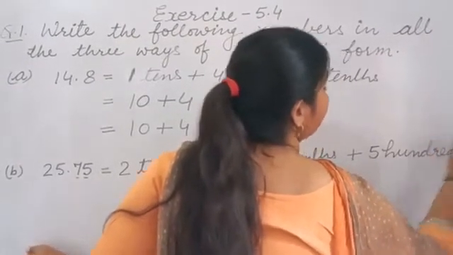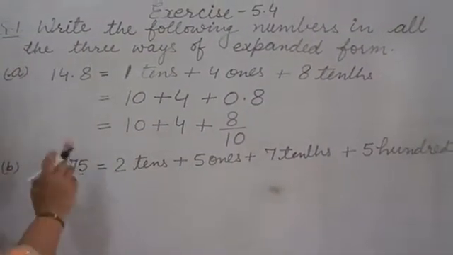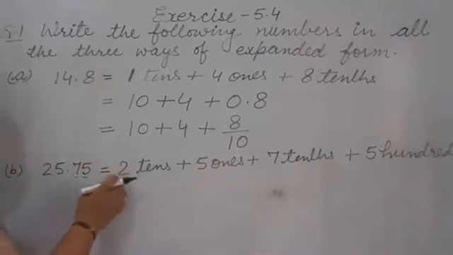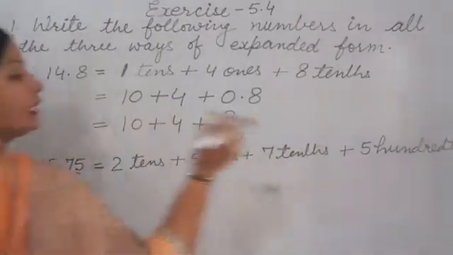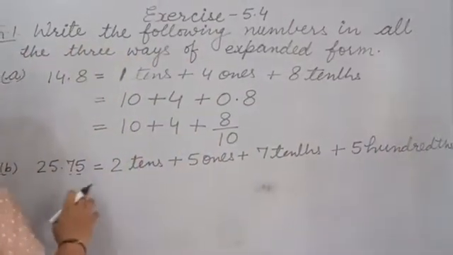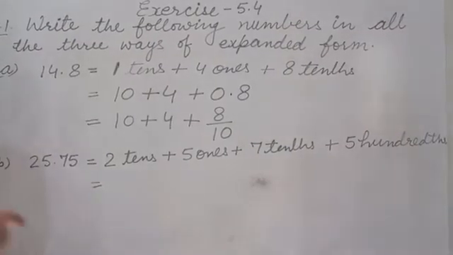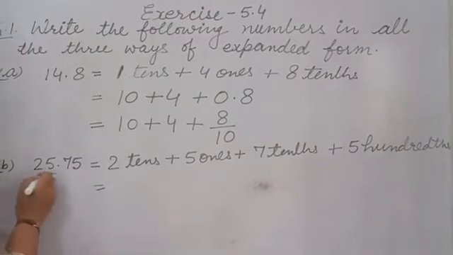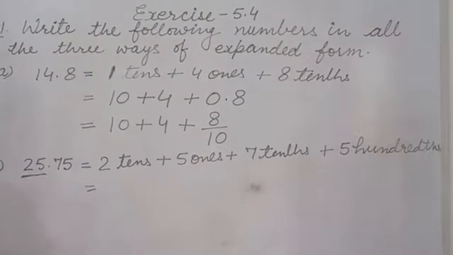Okay, it's very simple. Nothing different, you should only write their place. You should write the digit and with that their place: 2 tens, 5 ones, 7 tenth, 5 hundredth. Only आपको इनका place इनके साथ में write करना है. Okay. Then after that next is decimal form. So in decimal form whole 25 is there. What is the expanded form of 25? 20 plus 5.